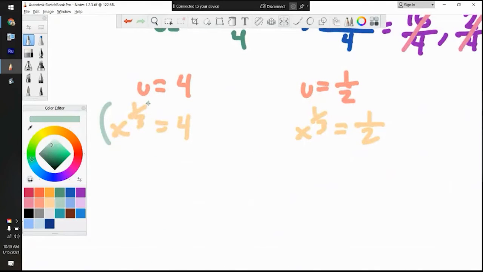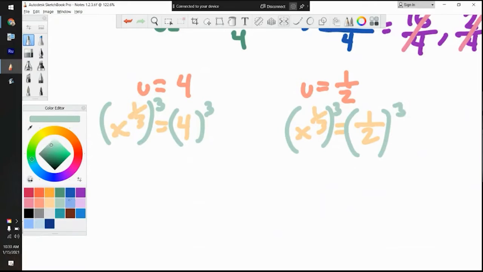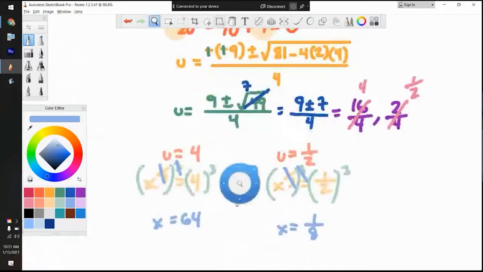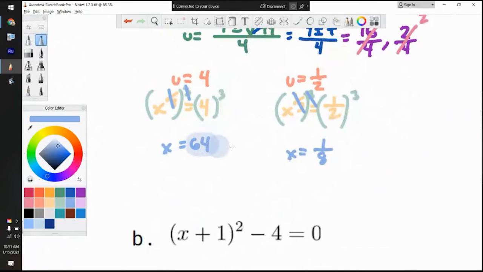So to get rid of the 1/3 power, you have to cube it. Cube this, cube this, cube that. Okay, this cancels. So now you're left with x. 4 to the 3rd is 64. This cancels. And then 1/2 to the 3rd is 1/8. Okay. And then you want to check your work on that by just throwing it into the original. You should get 0, but we don't need to waste time with that right now. And you get your answers.